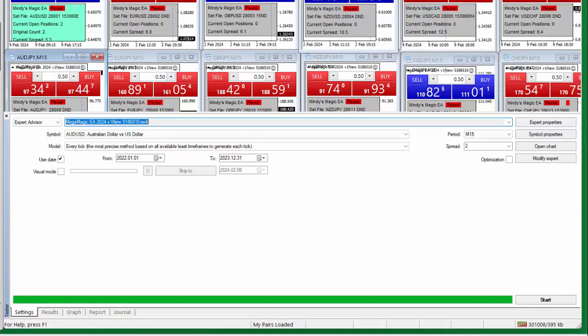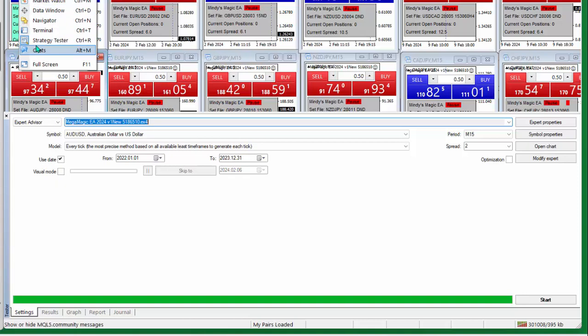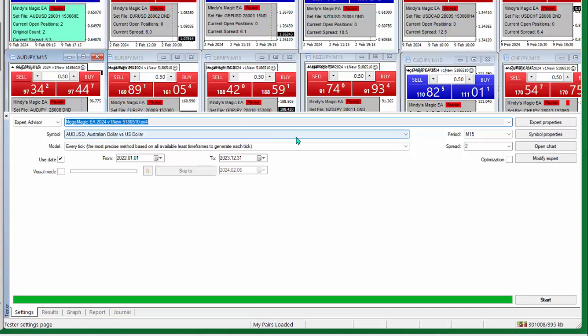Okay, and there's lots of reasons for that, but I won't go into all of that in this video. But in MetaTrader 4, there is something called a strategy tester. The strategy tester, which anybody can open and use, gives you a picture of how an EA would perform historically.